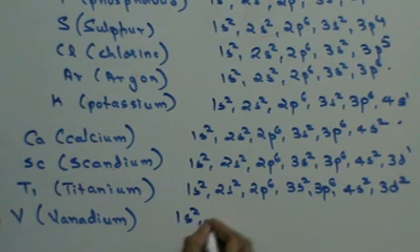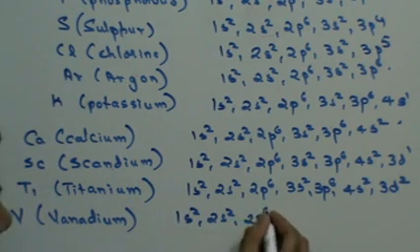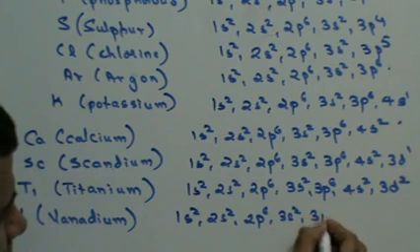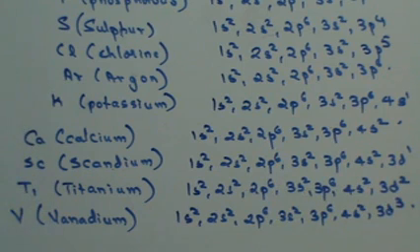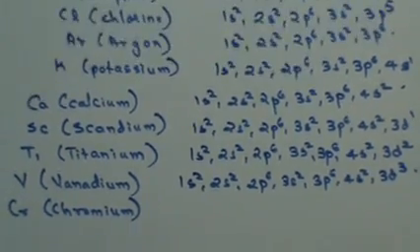Guys are right. 1s2, 2s2, 2p6, 3s2, 3p6, 4s2, 3d3. Next, try this. This is nice. Chromium. Try writing the electronic configuration of chromium, guys.